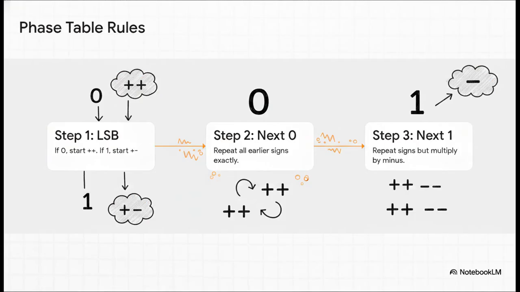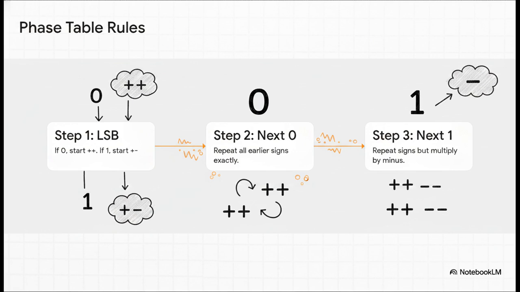To save you from all that complex algebra, I'm going to give you a massive mathematical shortcut. We can build a foolproof phase table step by step, entirely skipping that tedious modulo 2 calculation. Here are the simple rules. Step 1, check the least significant bit, the LSB. If it's a 0, start your sequence with plus plus. If it's a 1, start with plus minus.